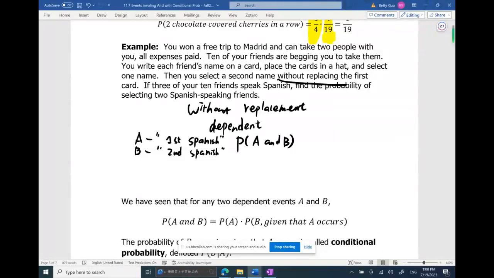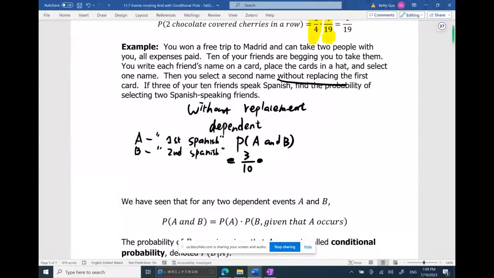about the fundamental counting principle, right? Okay, the first time you get a Spanish-speaking friend, so you have how many? 10. You have 10 friends to select. How many of them speak Spanish? 3. So the chance of getting a Spanish-speaking friend the first time is 3 over 10, right? Think about the fundamental counting principle. That's the first step of the task. Selecting a Spanish-speaking friend the first time, 3 over 10.